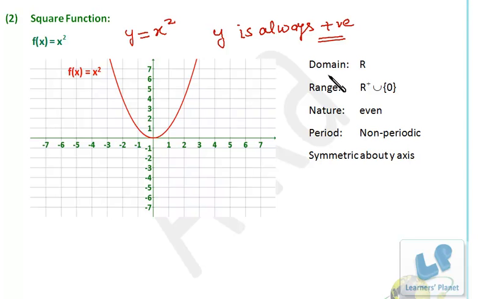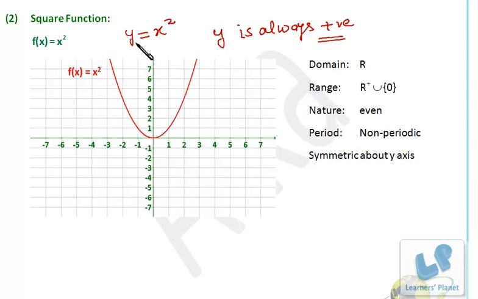Now, what about the domain? The domain is R, that is real numbers. You can have any value of x, right? The domain is the values of x, right? So you can have any value of x. So the domain of this function is R.